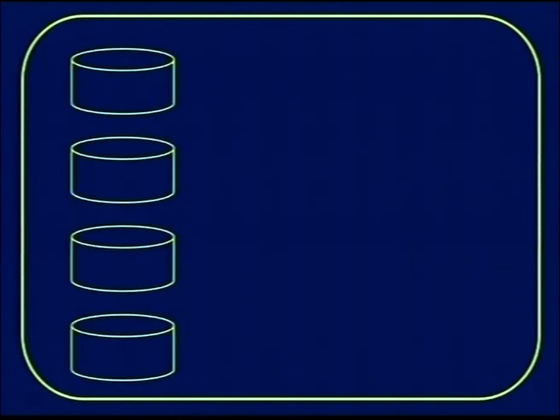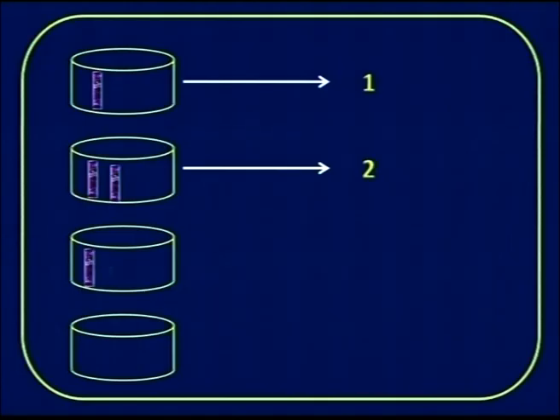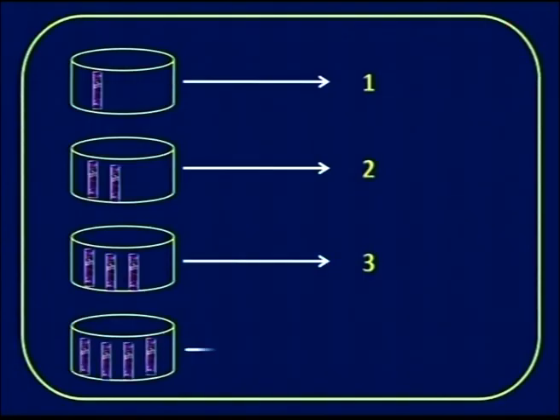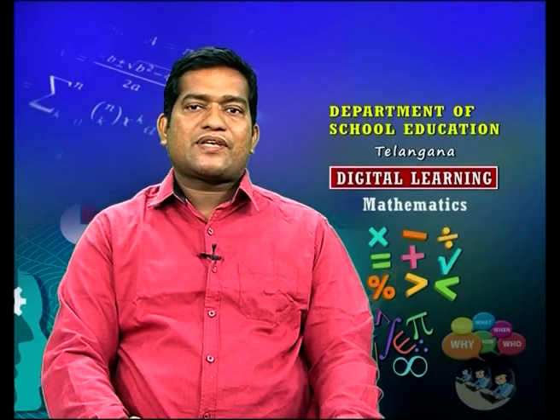Okay children, now what are you observing on the screen? In the first box I placed a chocolate, so I can call it 1 chocolate. In the second box I placed 2 chocolates. In the third box I placed 3 chocolates, and in the fourth box I placed 4 chocolates. Okay children, whenever we start counting, we count with 1, next 2, next 3 and so on.